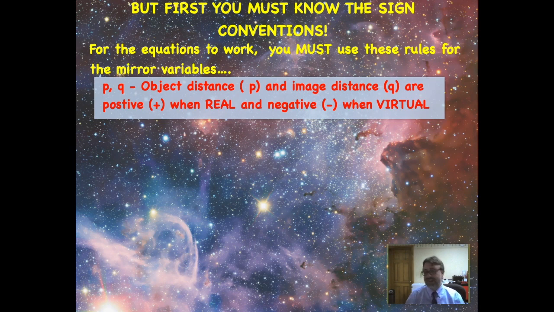Now, for us, an object will always be real. If you just have a single mirror or a single lens, you can only have a real object. In some advanced courses, you'd look at systems of lenses and systems of mirrors, and then it's possible to have virtual objects. But in first year physics, generally, we don't cover that.